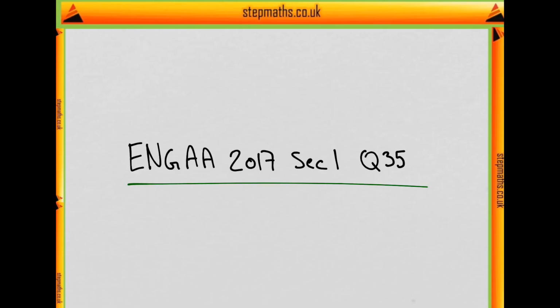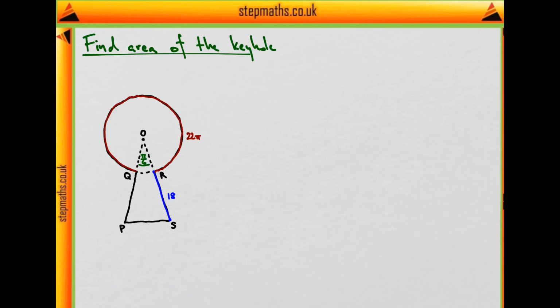In this video, we'll look at question 35 from the 2017 exam. In this question, we have a keyhole, and we're supposed to find its area. The keyhole is made up of two parts. The first part is a circular section, and the second part is a triangle, which is isosceles.